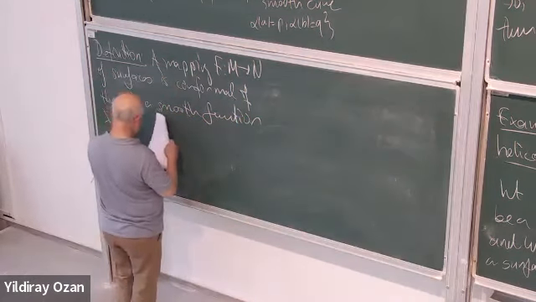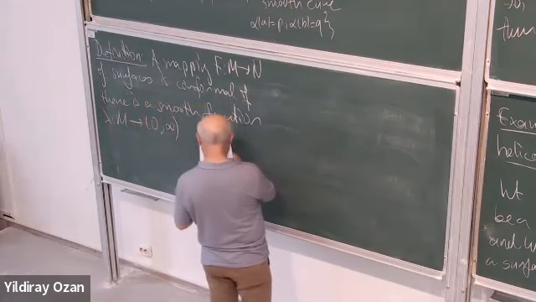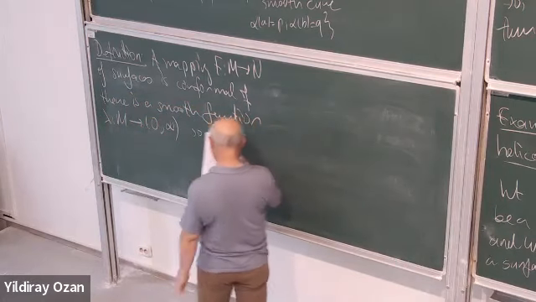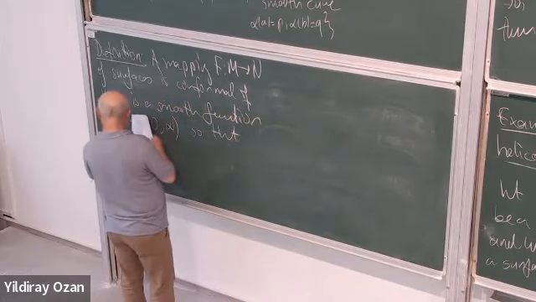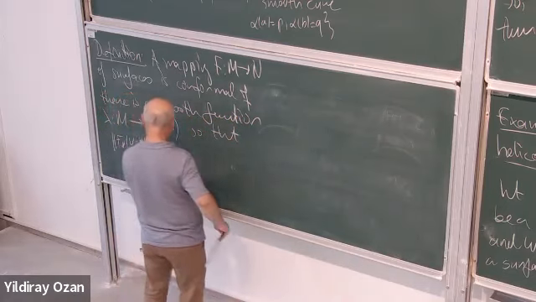lambda from M into the non-zero real numbers so that the norm of f star of a vector is the norm of the vector times a scalar, for all vectors in the tangent space at P.